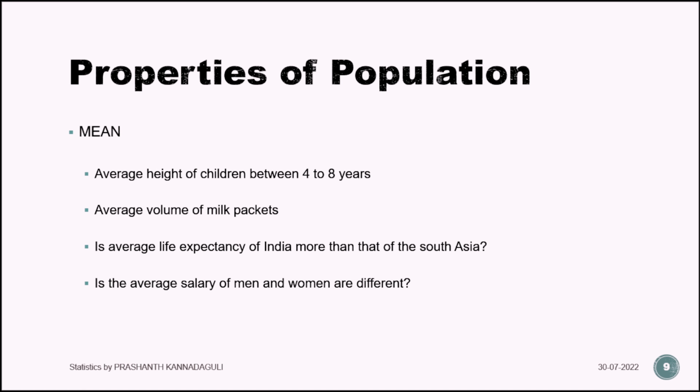Then the average salary of men and women, you want to compare that. All these kinds of questions fall under the category where you deal with the property called the mean of the samples, using which you need to guess or predict the mean value of the whole population. So two things are important that we have defined.